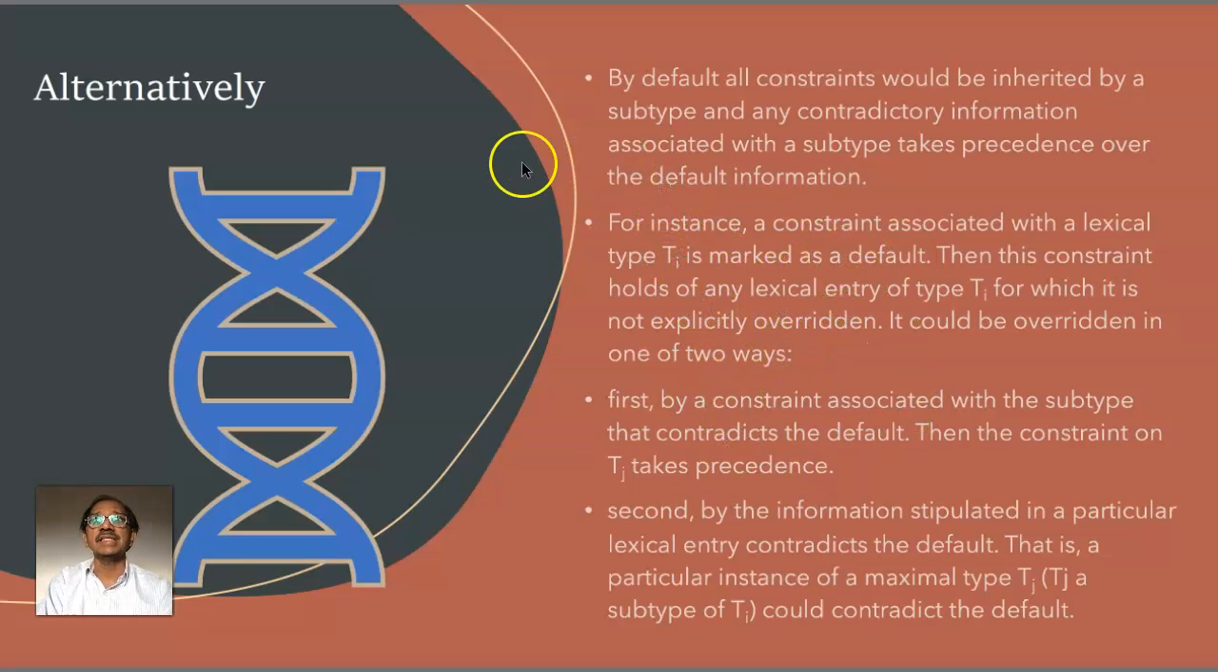That is, what we are saying is there are types and there are subtypes, and each type has a default constraint or default information, and that constraint or default information may be contradicted, or taken precedence over, by a subtype, if the subtype has a contradictory constraint or contradictory information.